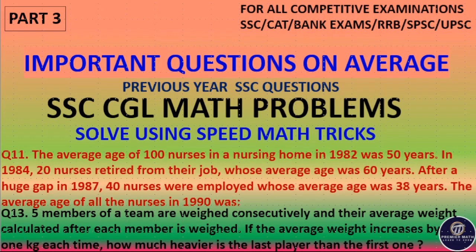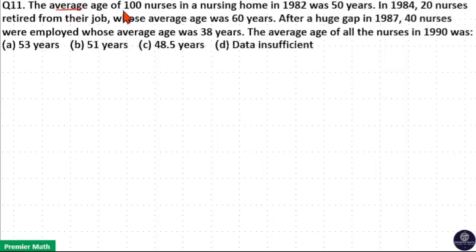Our first question is: the average age of 100 nurses in a nursing home in 1982 was 50 years. In 1984, 20 nurses retired from their job, whose average age was 60 years. After a huge gap, in 1987, 40 nurses were employed whose average age was 38 years. Average age of all the nurses in 1990 was?